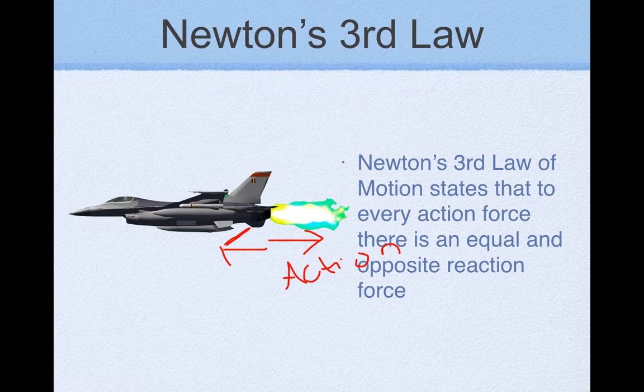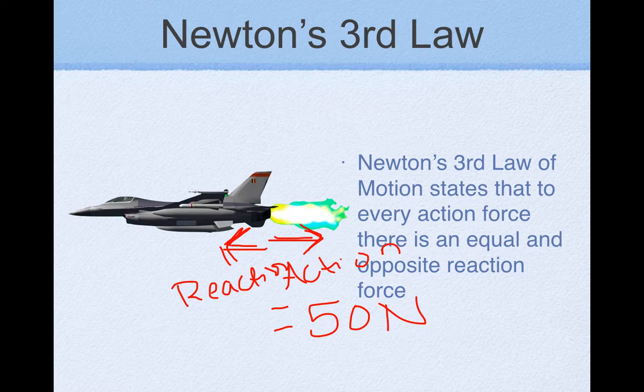But the key here is that this reaction force, these two forces, the action and reaction, are equal to each other. They act on different objects, but the size of them is the same. So for instance, if this one was 50 newtons, this one is also 50 newtons. So if we know the force, if we know the mass of this plane, we can tell the acceleration.